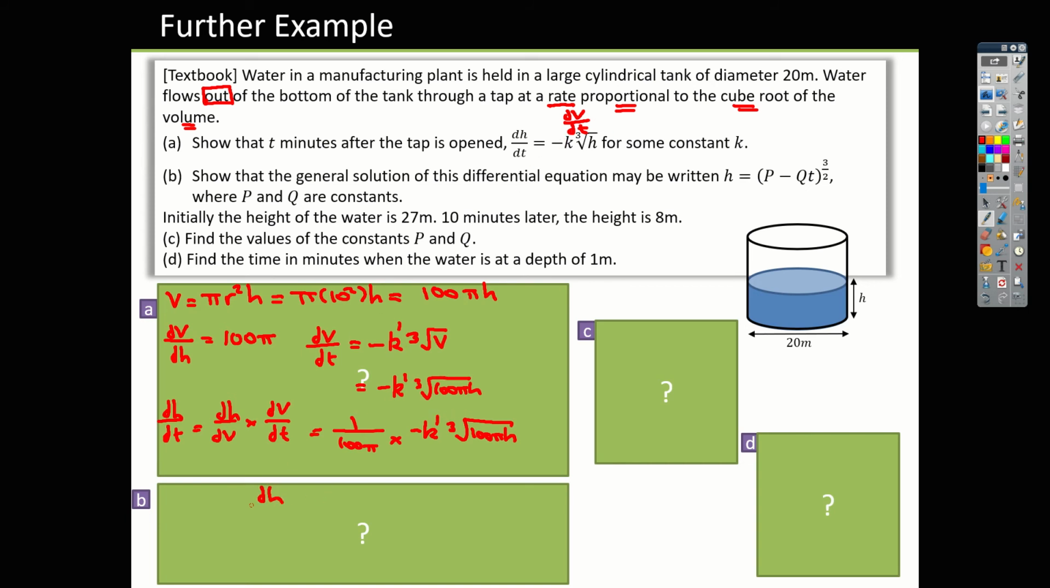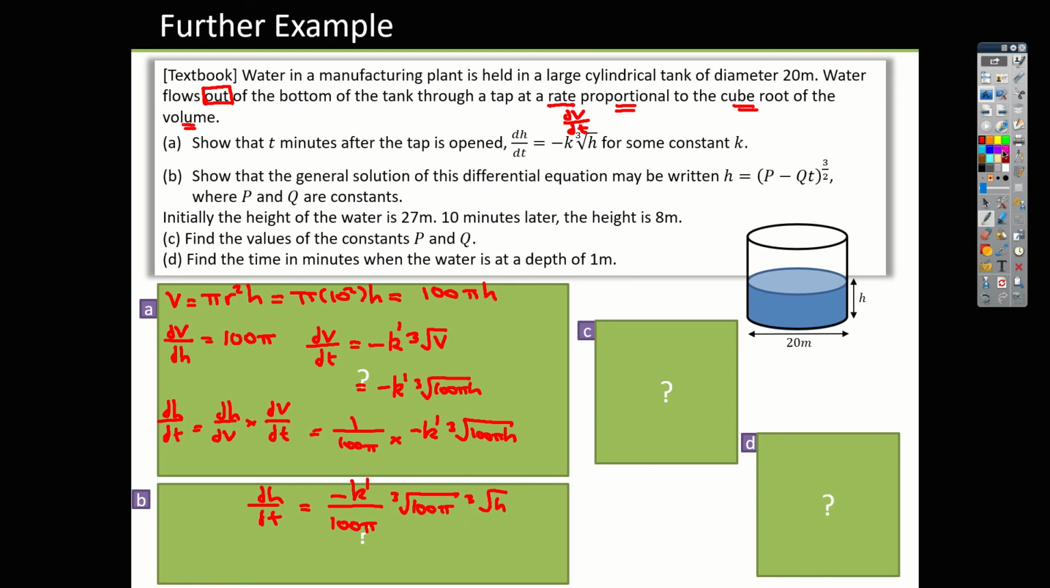So dH by dt is, let's put the constant at the front, minus k dash over 100 pi. Now I'm going to split the cube root into two separate cube roots in order to isolate cube root of h on its own. So this will be cube root of 100 pi times the cube root of h, like that.